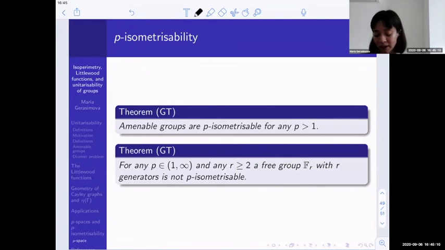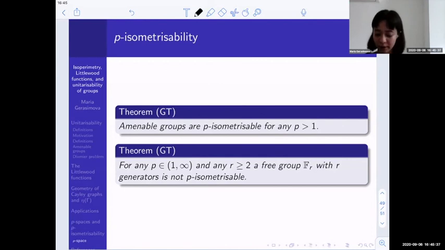So the idea was that maybe there is some connection between the values of the Littlewood exponent and the P for which our group is P-unitarizable, but unfortunately I'm not there yet because there are some complicated problems related to the geometry of Banach spaces, which I don't understand, and there are some open conjectures, but still it would be a way to understand this Littlewood exponent better.